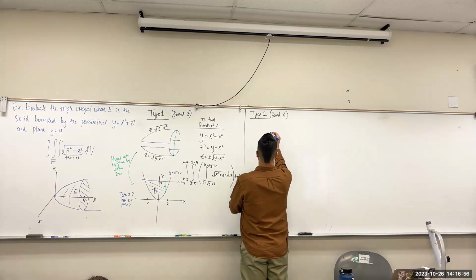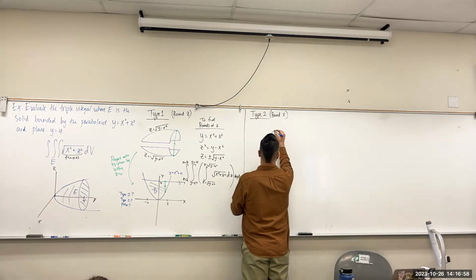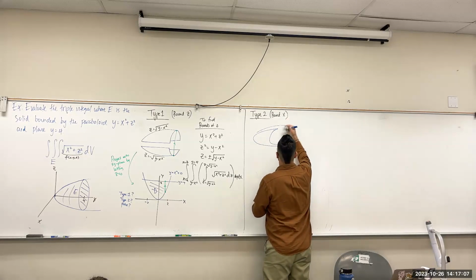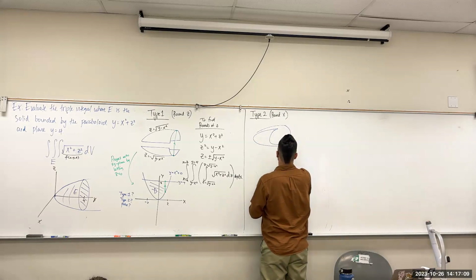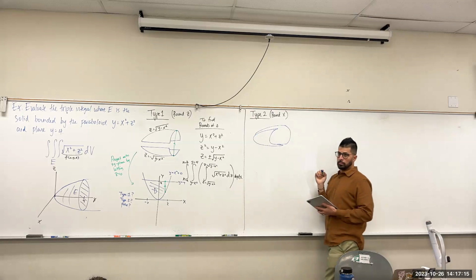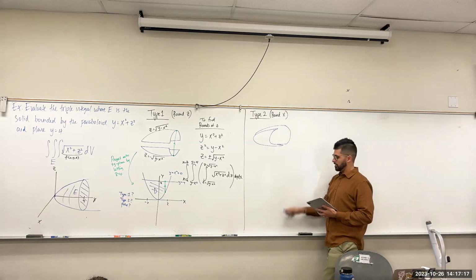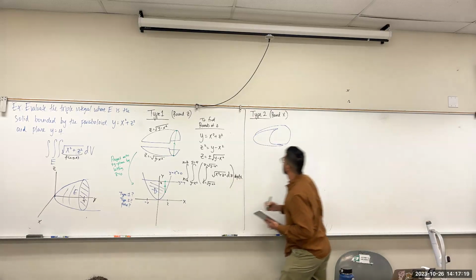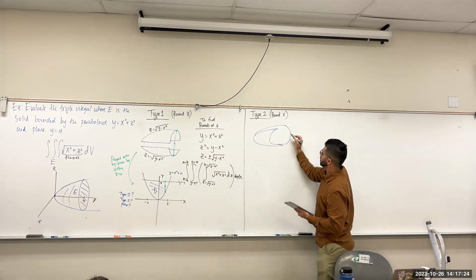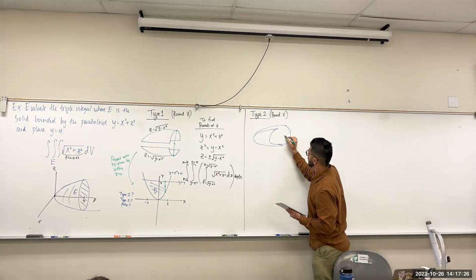This is going to be the front part of the paraboloid. And then this is going to be the back part of the paraboloid. You guys can see that? Okay. All right. So now we're not going in the z direction, we're going to go in the x direction. So it's going to go like that.